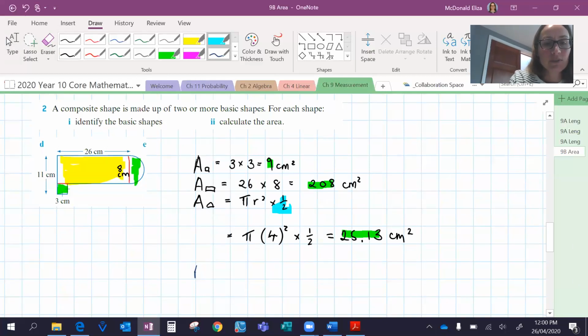the total area is equal to 242.13 centimetres squared. So just be really methodical, go through each shape very carefully.